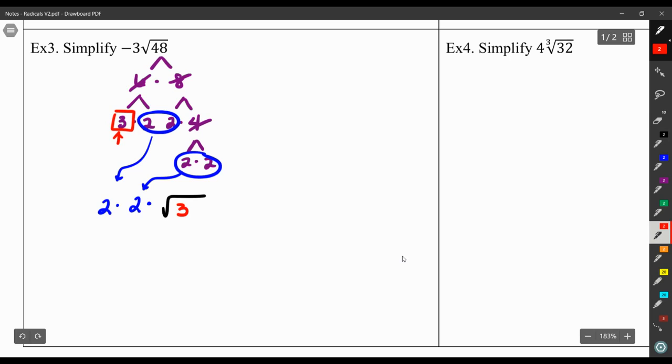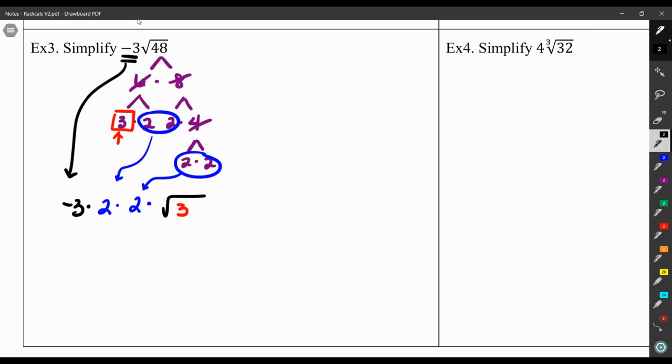So 3 is not a perfect square, so it cannot come out of the square root sign. But then we also have this -3 at the very front. So -3 at the very front will just multiply down to whatever the simplification of square root of 48 is.